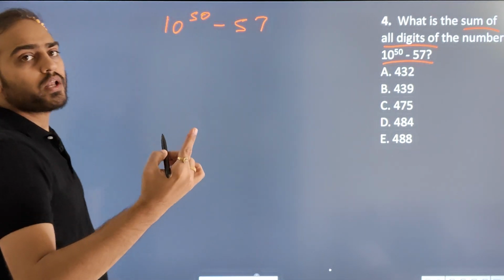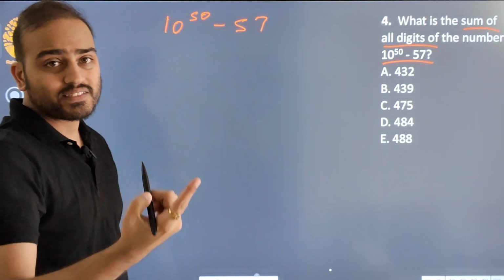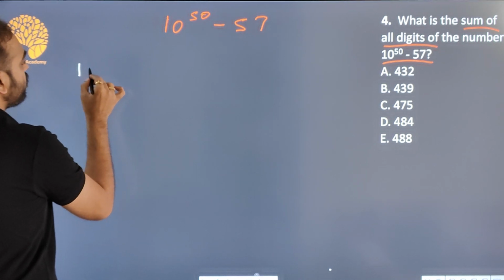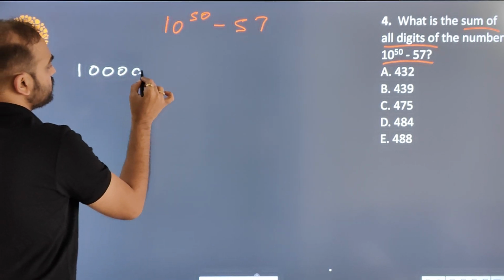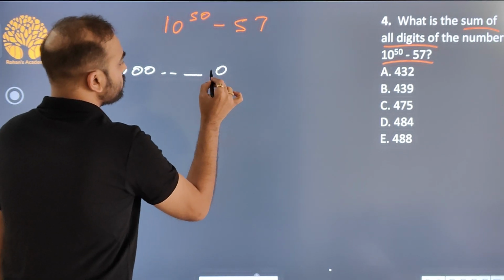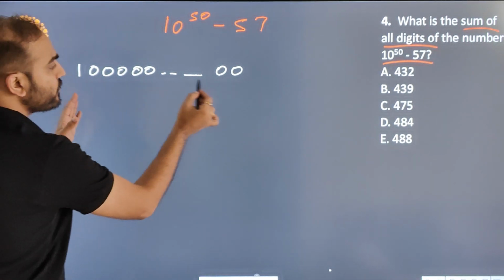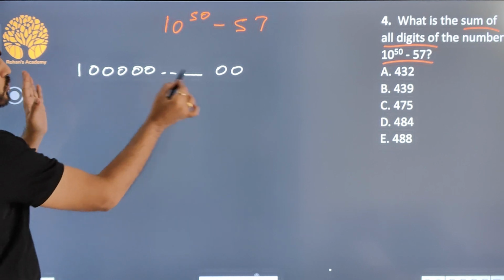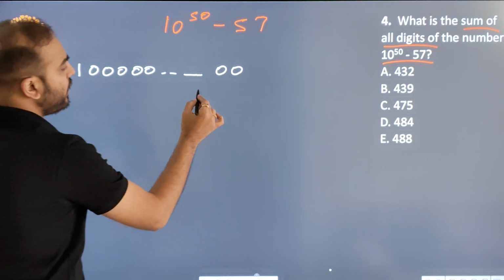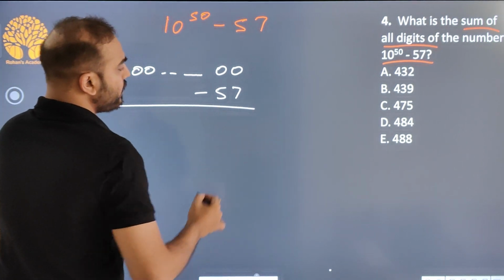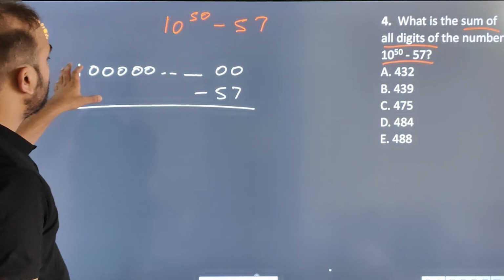So see, 10 power 1 means 1 followed by 1 zero. Right? 10 power 50 means 1 is followed by 50 zeros. So these are 50 digits. Okay, so these are 50 zeros and a 1, so a total of 51 digits, and we need to subtract 57 from this. Okay, let's just do that.